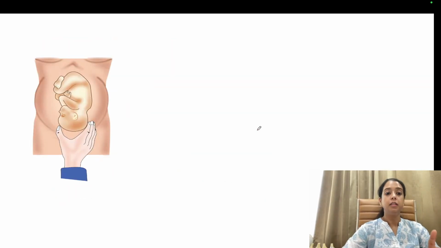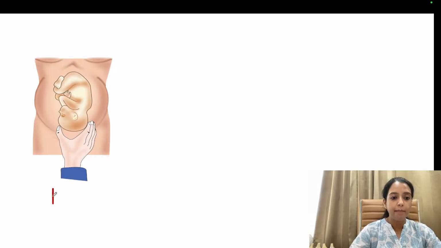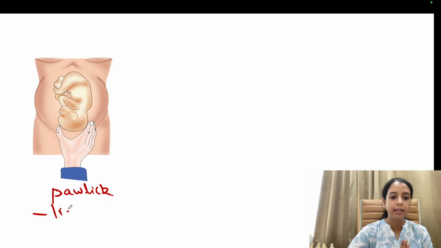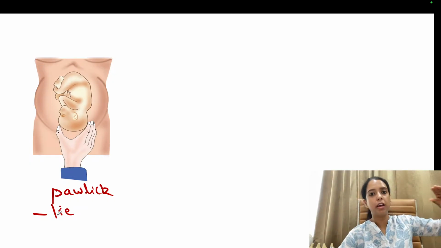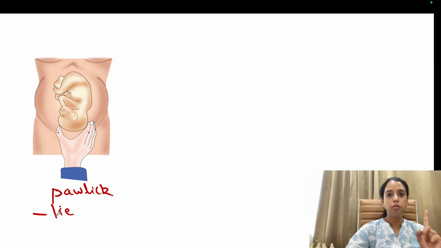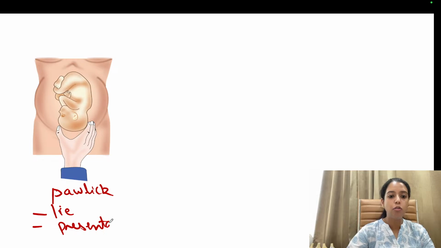Okay? The third grip is the Pawlik grip, where I am trying to hold whatever is there in the lower segment. In the Pawlik grip, I am confirming my fundal grip findings again. I am trying to know what the lie is. See, if the lie is transverse, the Pawlik grip will be empty. There will be nothing in it. So I will know the lie, and I will also know the presentation, whether the head is down or the breech is down.